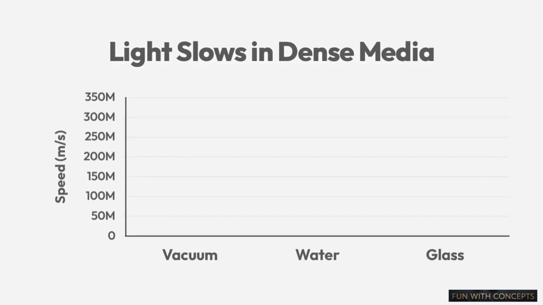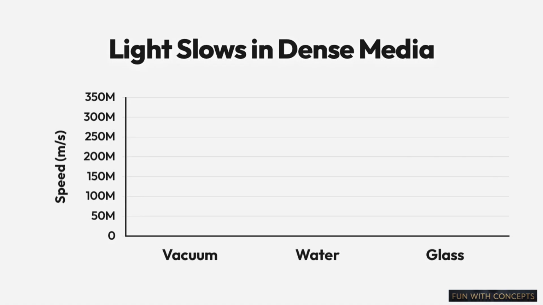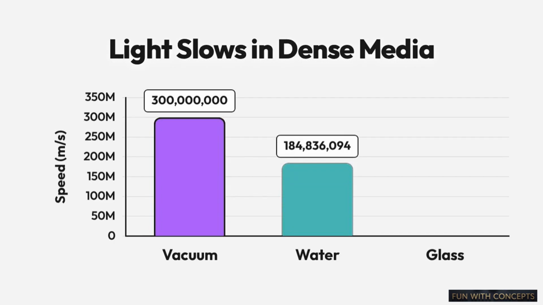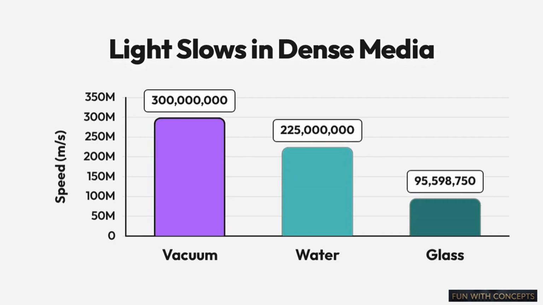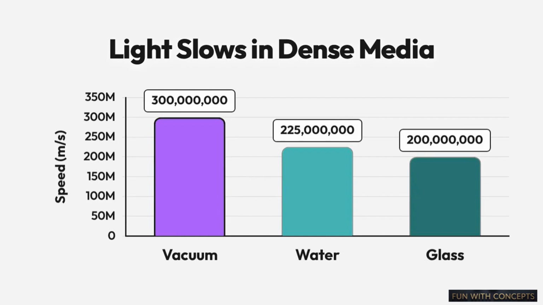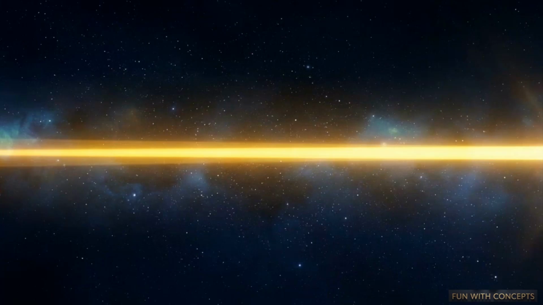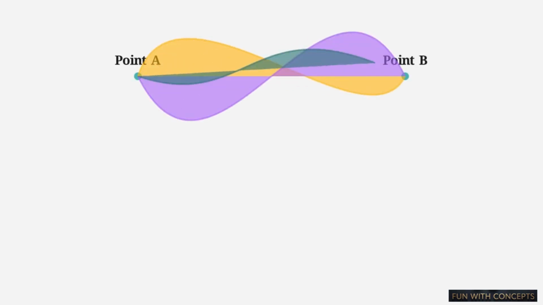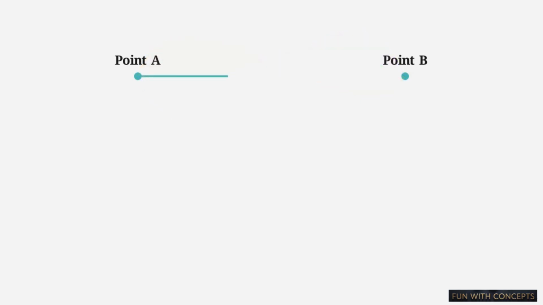This chart shows how light behaves in different environments. In the vacuum of space, it travels at a constant 300 million meters per second. But notice how it slows down as it enters denser materials, like water or glass. This change in speed is governed by the principle of least time. It states that out of all possible paths light could take between 2 points, it always takes the route requiring the least amount of time.